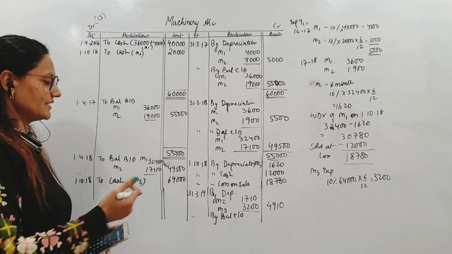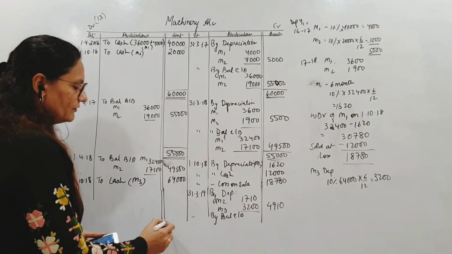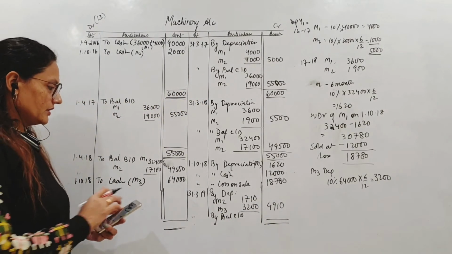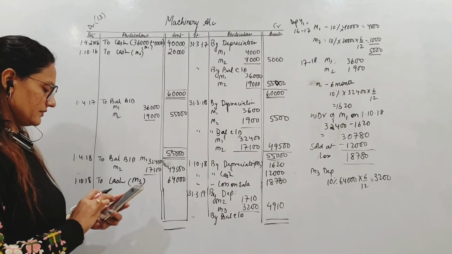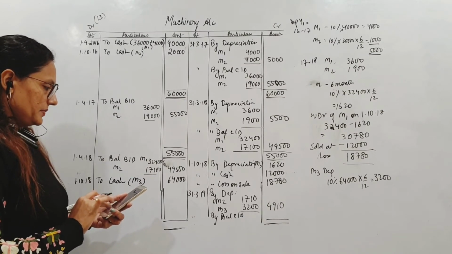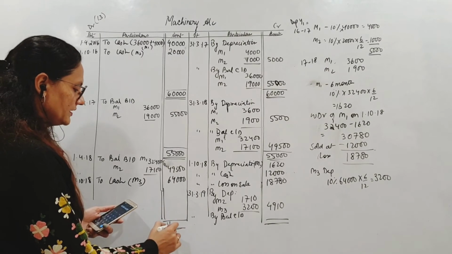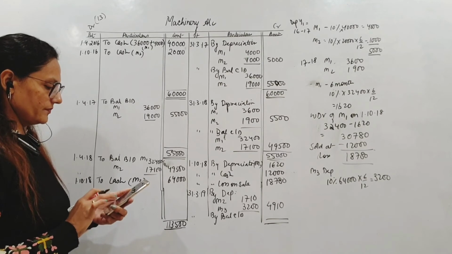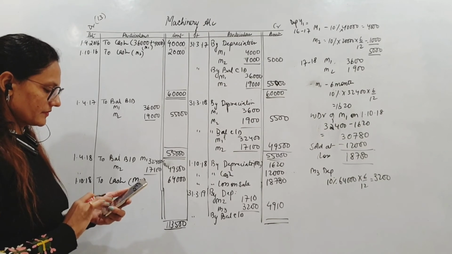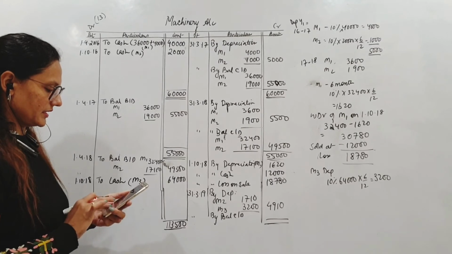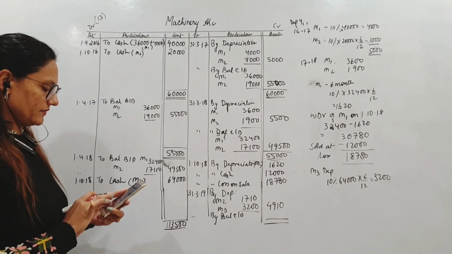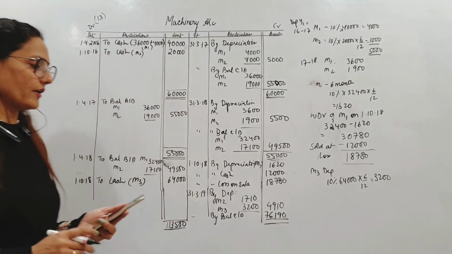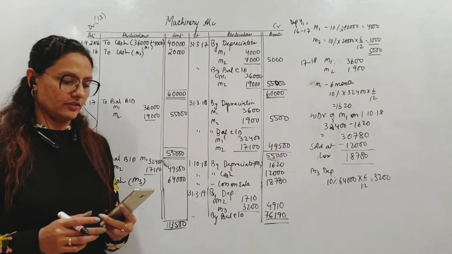And here I am just closing here for this sum. So 3 years is good enough. So here I have 49,500 plus 64,000, 1,13,500 here, and then minus 1620 minus 12,000, 18,780 and 4910. So 76,190 is your balance of the machinery account at the end of the third year.